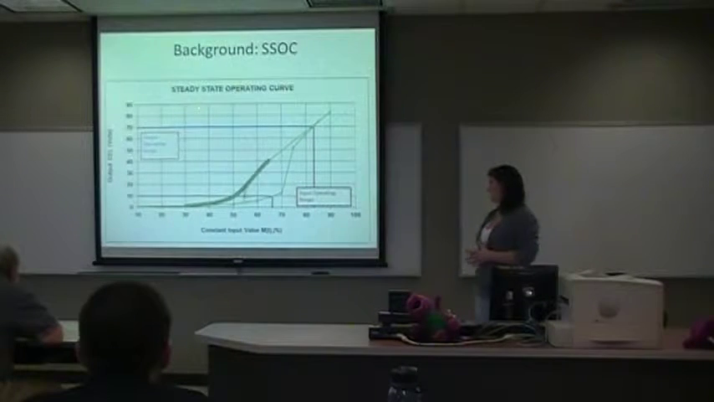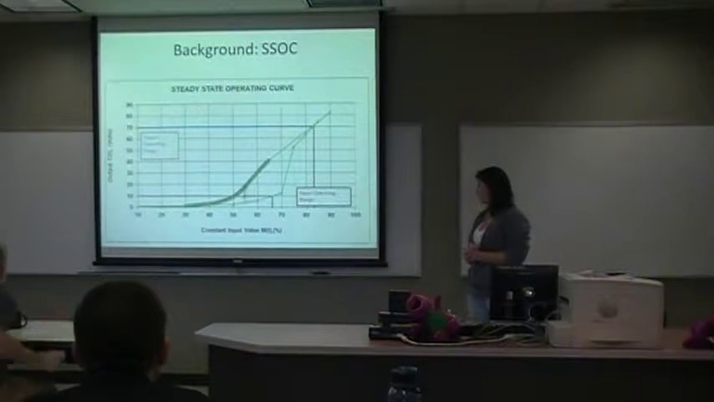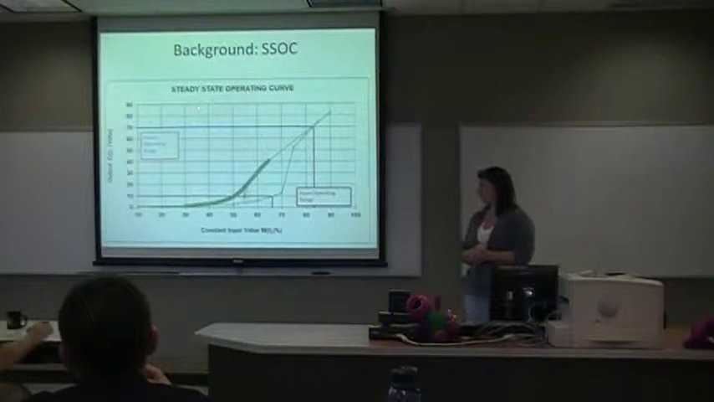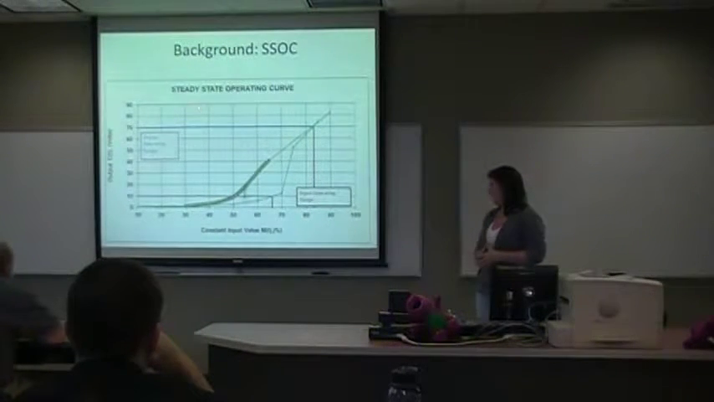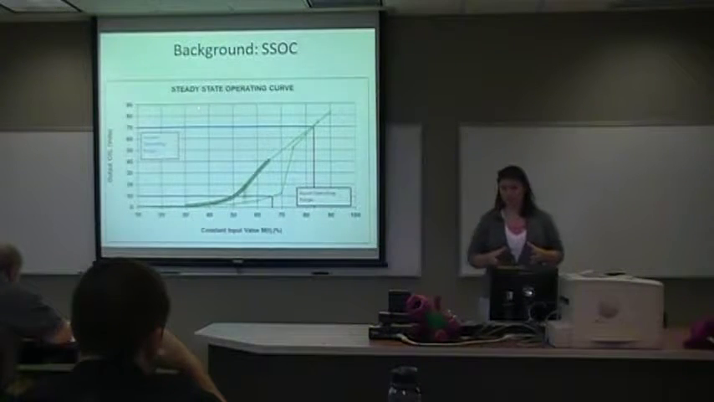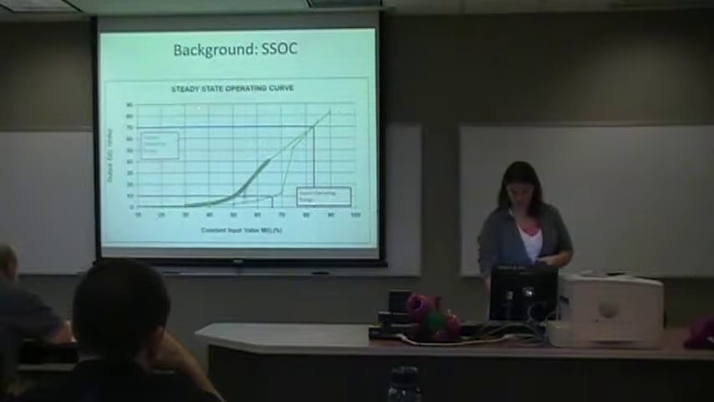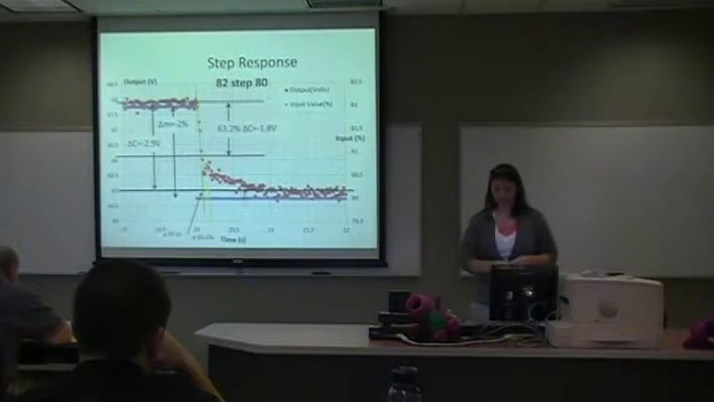Here's the sensor operating curve we developed. We have an output operating range given from the customer, 10 to 70 volts, which gives us an input operating range to deal with of about 64 to 83% motor input.